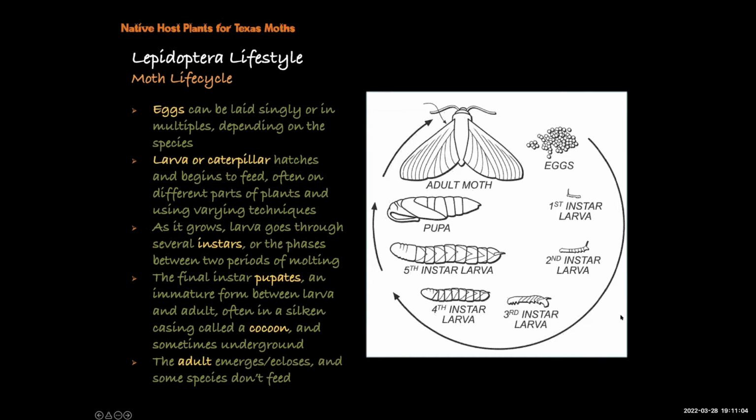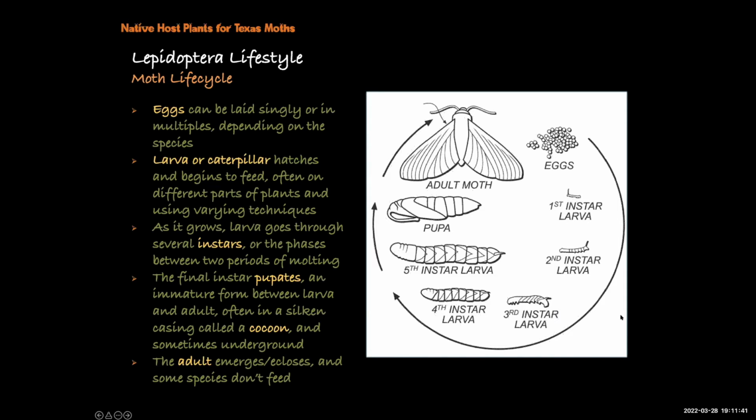In terms of the life cycle of a moth, it's very similar to a butterfly. So eggs can be laid either singly or in multiples, and that depends on the species. Some species lay eggs on the leaves, others on the stems, some even on the buds of flowers. The larva caterpillar will then hatch and begin to feed, and its first meal is actually the egg casing that it hatches out of. And then it starts feeding on the plant, and often different parts of the plant using various techniques depending on the species. As it grows, it actually molts.